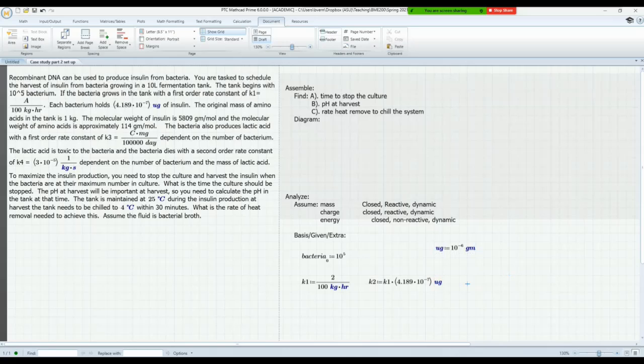Then K3 is equal to C times, well, C for me, I'll just say it's 2 again, over 100,000 per day. And then you've got K4, which is given, so we need to record the K4. D, let's call it 3, divided by, this is per 100,000 kilogram seconds.